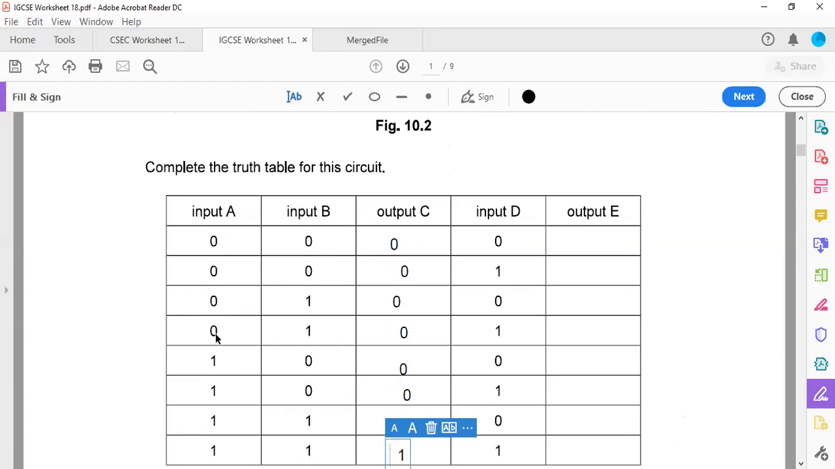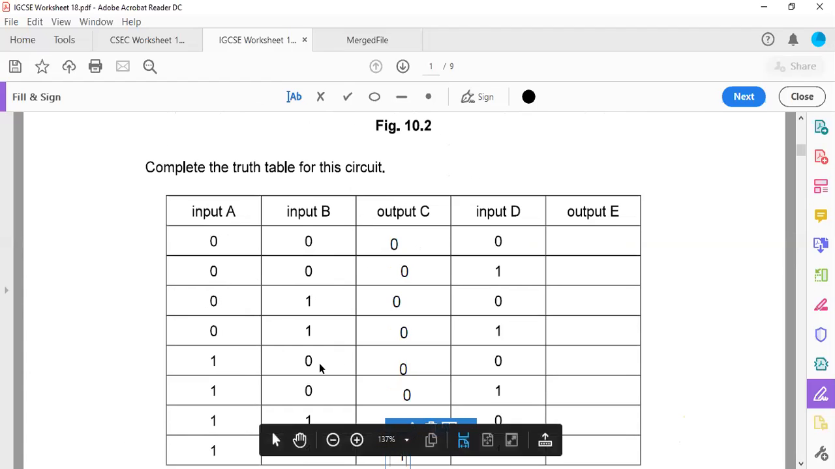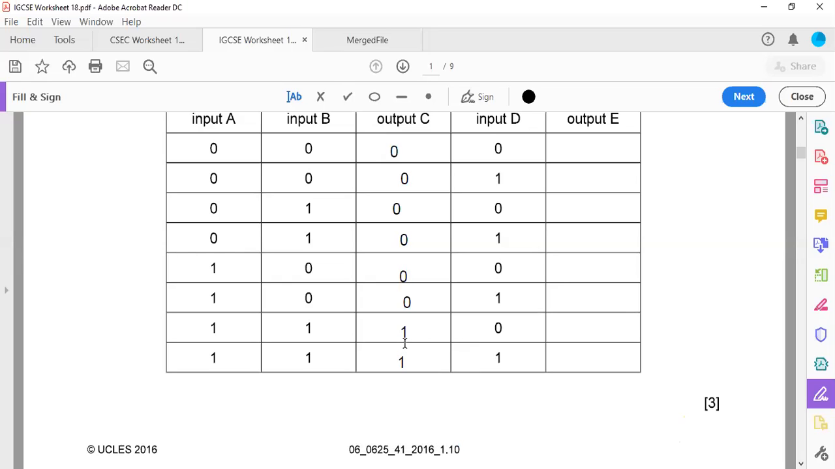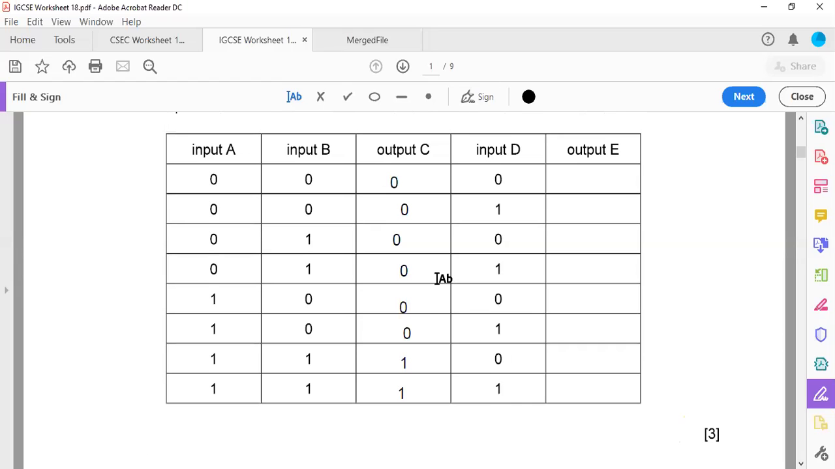The first four are 0 here, so you put 0, 0, 0, 0. The second two are 0 here, you put 0, 0. Now you watch here, all four of these are ones, so you put two ones here, one in this row and one in this row. Everybody okay with output C so far? How we complete the table? Good, excellent.